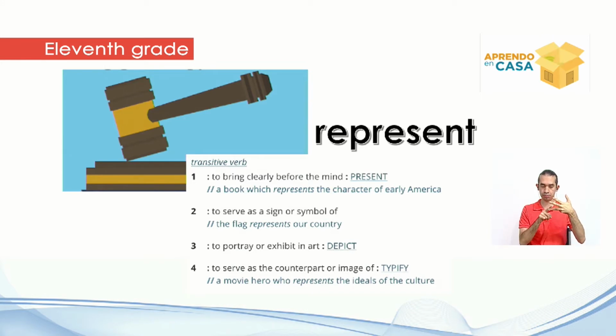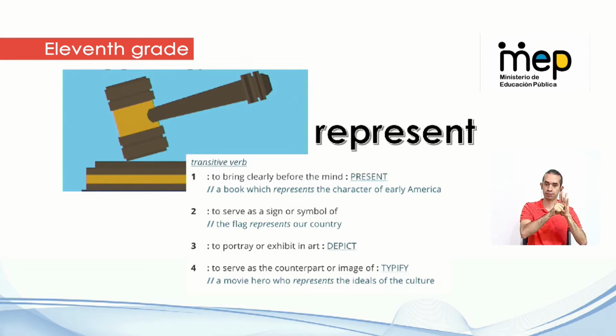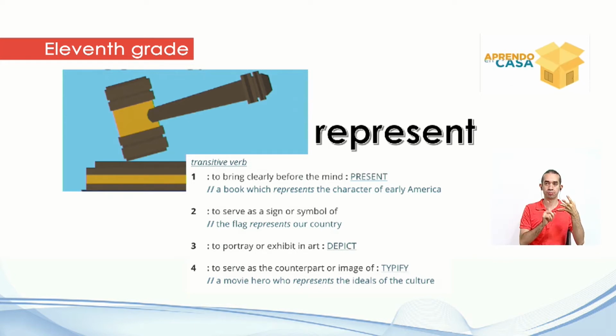Number 2 says to serve as a sign or symbol of. So this hammer represents the judge. It is a symbol of the judge. Or to serve as a counterpart or image of. If I talk, for example, about the lawyer represents me, that means that the lawyer is kind of my image, okay?